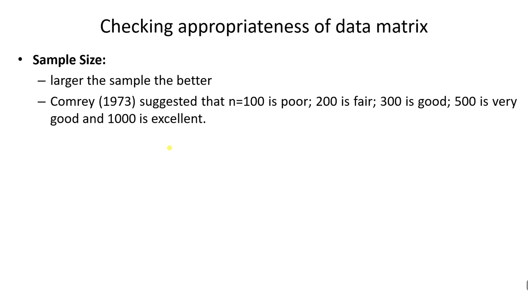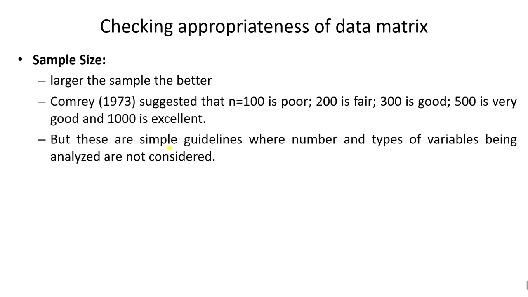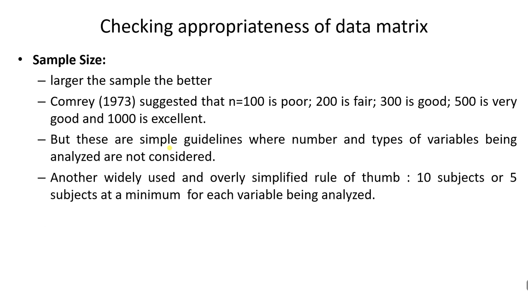But these suggestions do not include how many variables. Suppose you are going to factor analyze 900 variables and have a sample of 1000. I do not think that 1000 sample size is very good. But suppose you have only 10 variables and are doing factor analysis, then 1000 is definitely excellent. So some researchers say that these simple guidelines are not very good because they do not take into account the number of variables being analyzed or studied in the factor analysis.